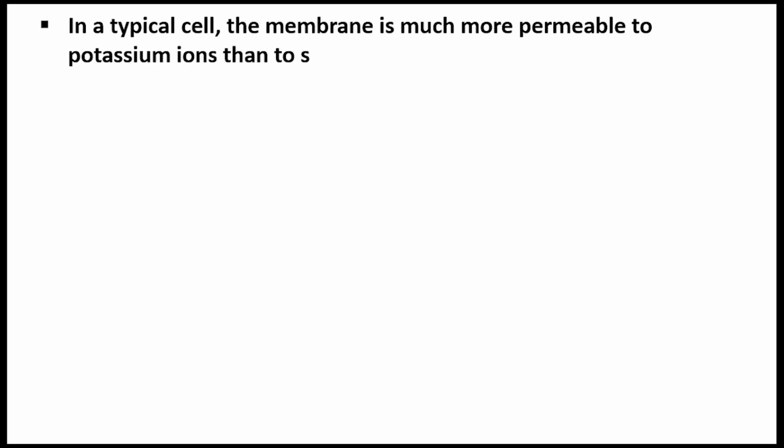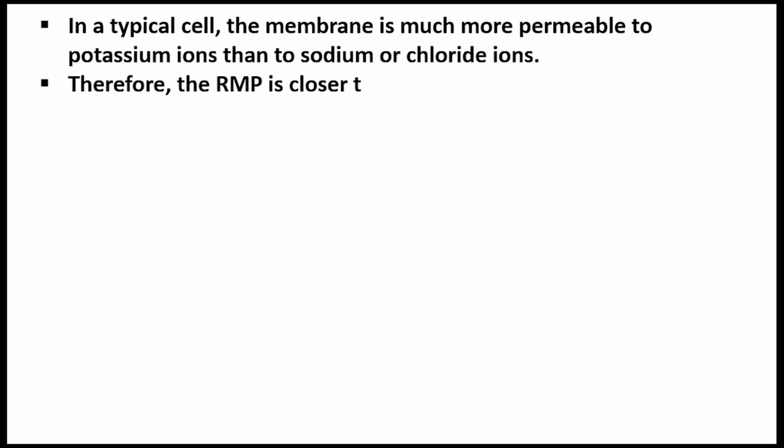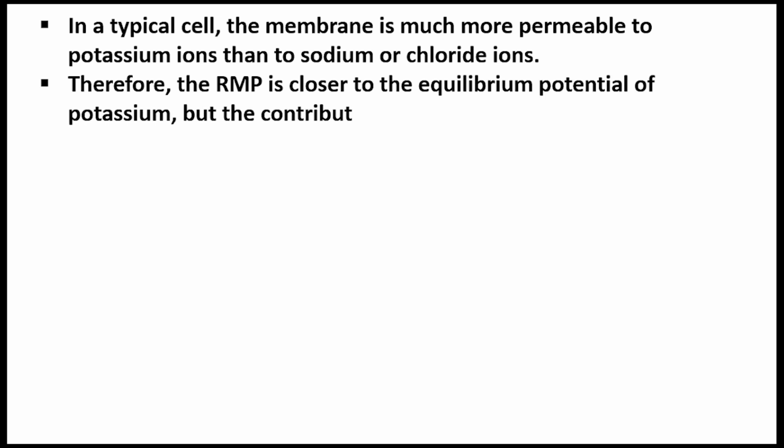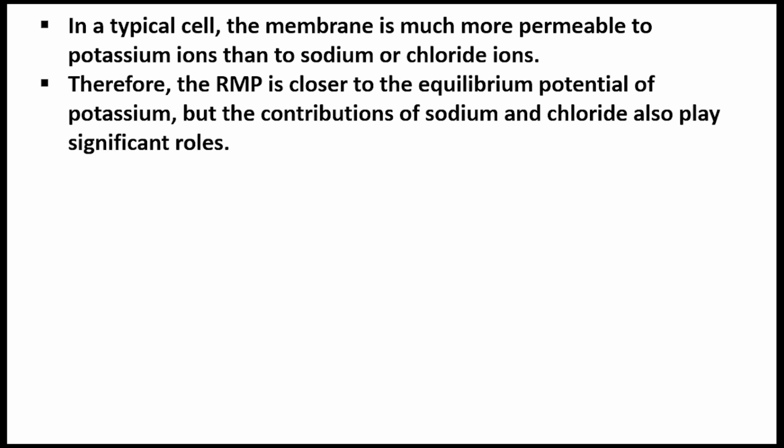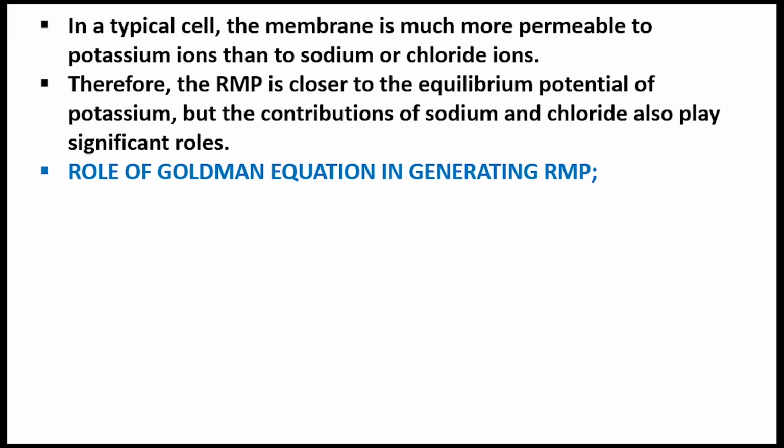In a typical cell, the membrane is much more permeable to potassium ions than to sodium or chloride ions. Therefore, the RMP is closer to the equilibrium potential of potassium, but the contributions of sodium and chloride also play significant roles. Role of the Goldman equation in generating RMP.